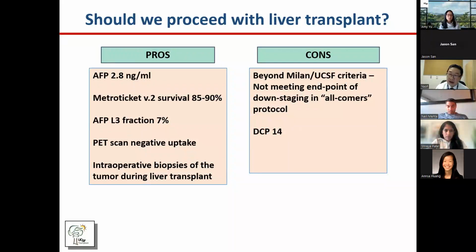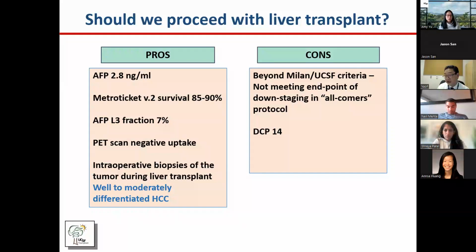And I talked to the pathologist. I said, how good is a frozen section for poorly differentiated tumor? And the pathologist said it's actually very good, very reliable when you do it intraoperatively. So this patient got an offer, and the intraoperative biopsy showed well to moderately differentiated HCC. So we went ahead and transplanted this patient.